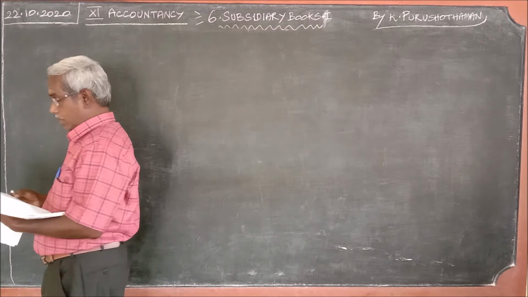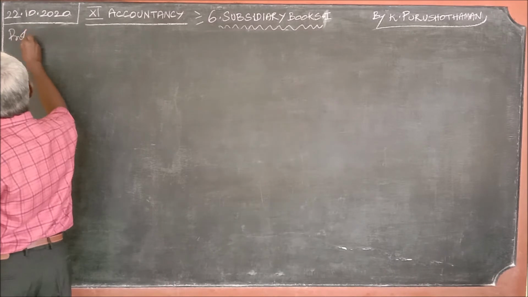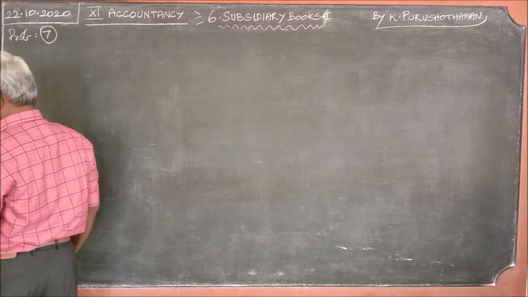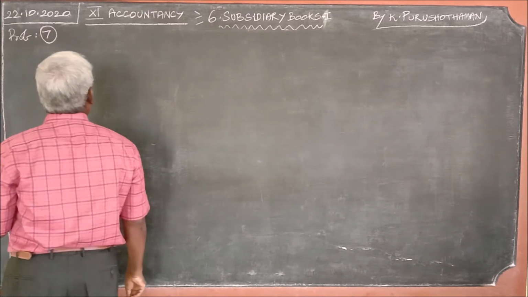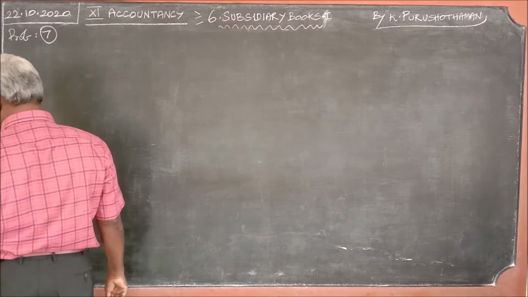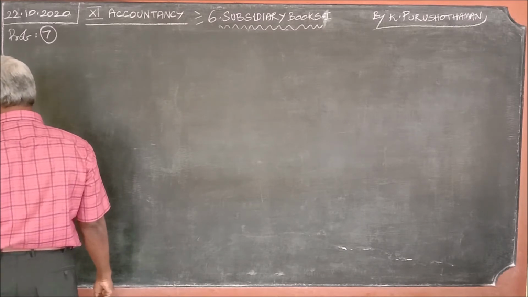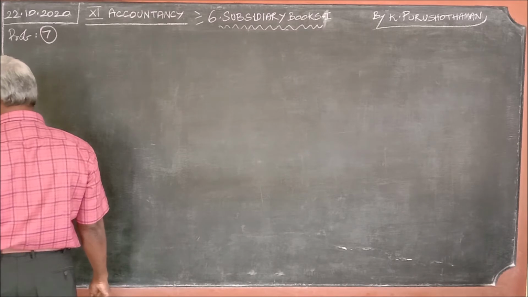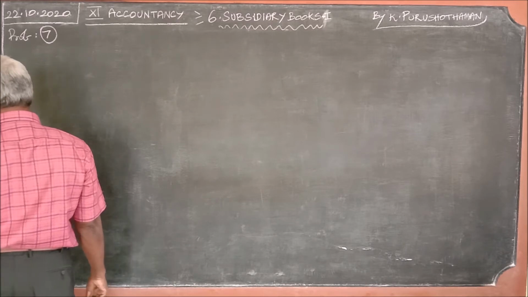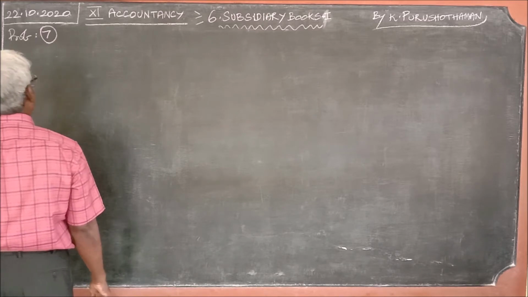Okay, good morning students. Today we shall pass on to problem number 7 from the exercise and how to pass the entries in the ledger, that is, how to post them into the ledger. From the following information, prepare purchase day book and purchases return book for the month of June 2017 and post them into ledger accounts in the books of Robert Furniture Mart.